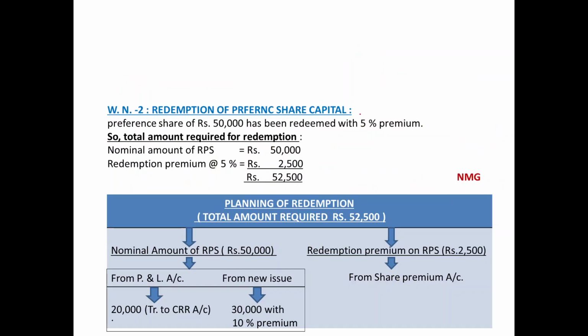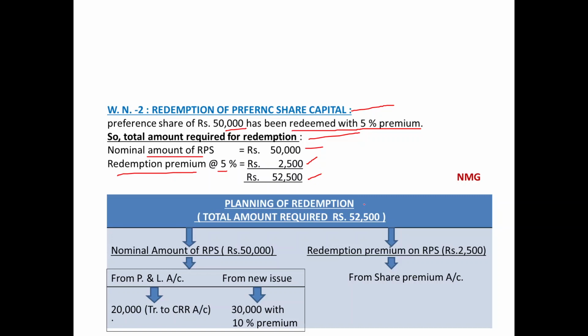Working note number 2, redemption of preference share capital. Preference shares of rupees 50,000 has been redeemed with 5% premium. So how much total amount required for redemption? Nominal amount of RPS, that is 50,000, redemption premium on RPS 5% of 50,000, that is 2,500, total amount required 52,500.